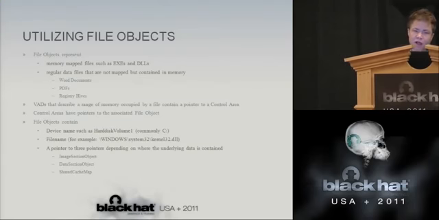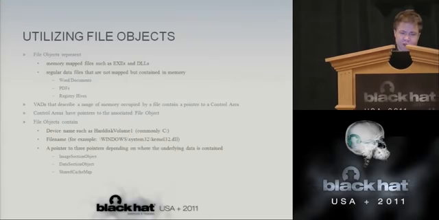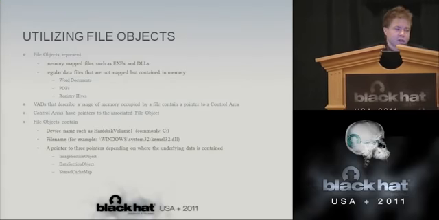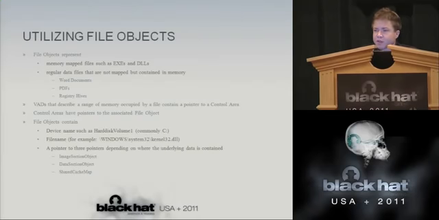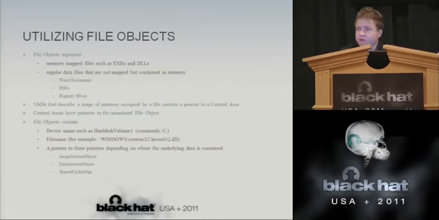Well, file objects represent both the memory map files, so the DLLs and the EXEs that are in memory. They also represent some of the data files that are in memory, such as Word documents and PDFs. PDFs would go in the cache. Word documents go in a separate place that we'll talk about in a moment.